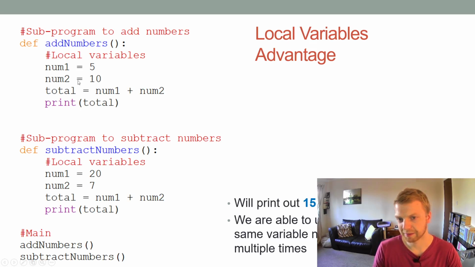So here's the multiple times bit. Number 1 and number 2 are different numbers here, but they're different numbers from each other, and this won't affect the other programs, right? They're completely independent from each other.